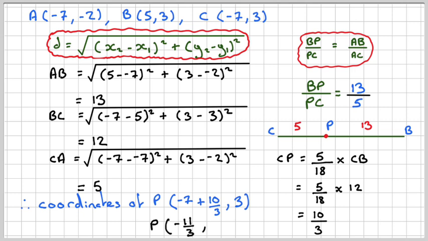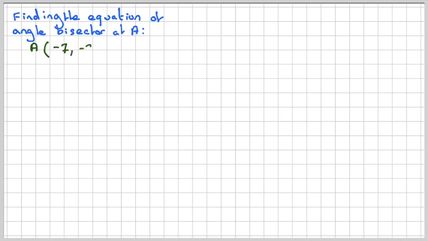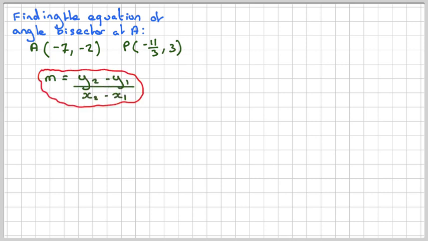So P has coordinates minus 11 over 3, and the y-coordinate will be 3. Right, so now we can find the equation of the angle bisector of A. So A was minus 7, minus 2, and P is minus 11 over 3, 3. So using the gradient formula, which you should know, and then making sure you put things in the right order.